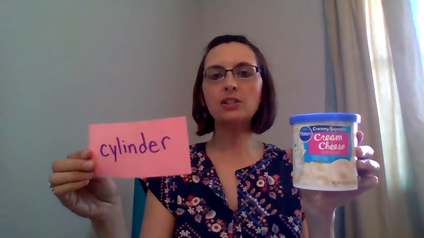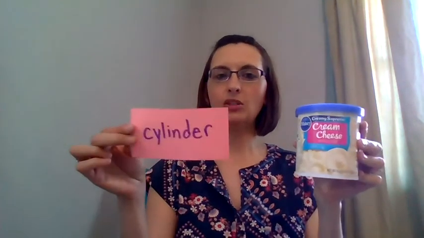And as I was searching through my cabinets, I came across this yummy container of icing. What shape would this container of icing be? This shape is a cylinder. And a cylinder is a three-dimensional shape that has two circle faces that are the same size. Other cylinders you might have at your house might be a can of soup or a can of vegetables, maybe a paper towel roll, a glue stick.